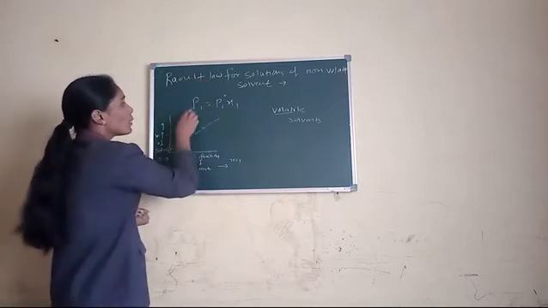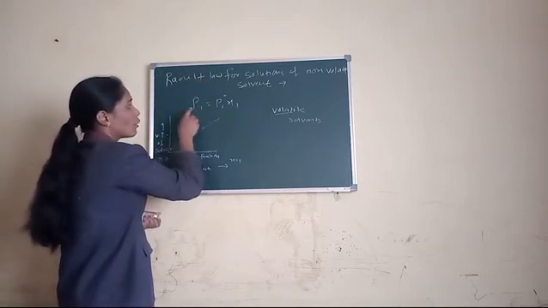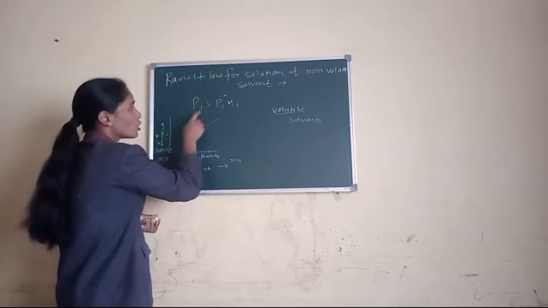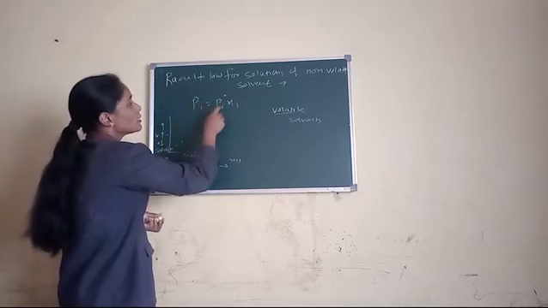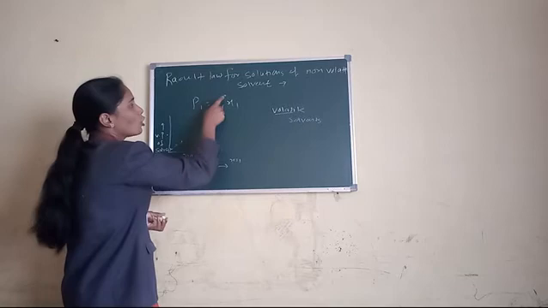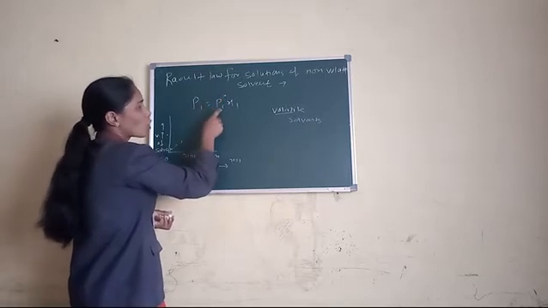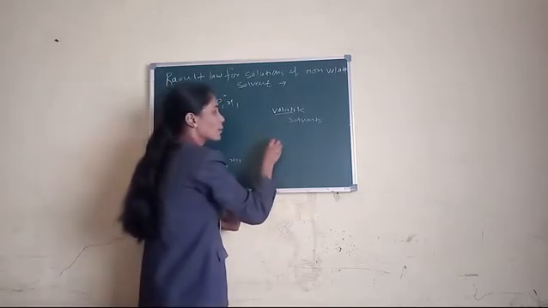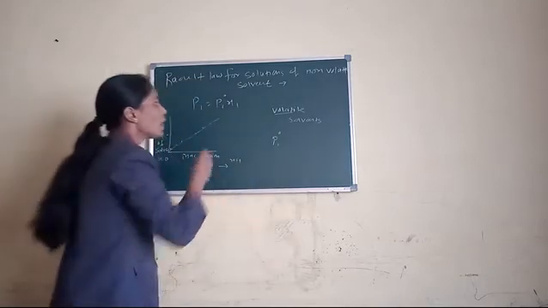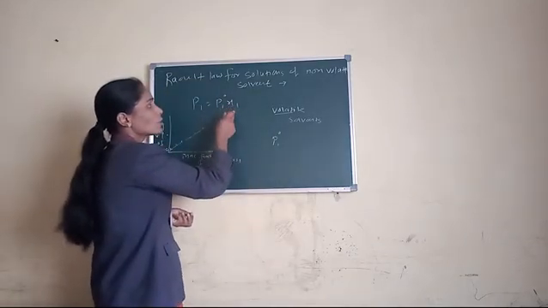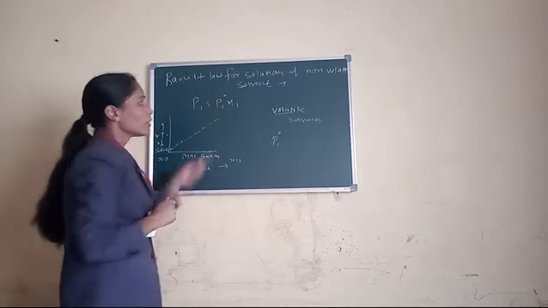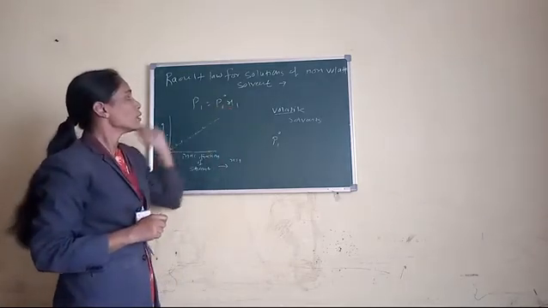That is, P1, the vapor pressure of the solution, is equal to the product of P1 naught and X1. P1 naught is the vapor pressure of the pure solvent, and X1 is the mole fraction of the solvent.